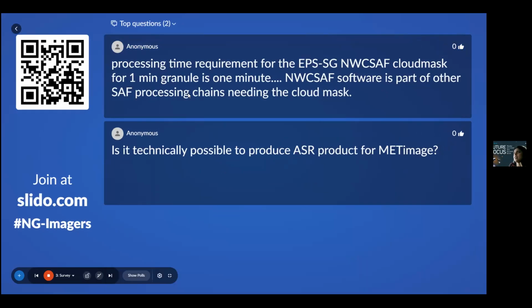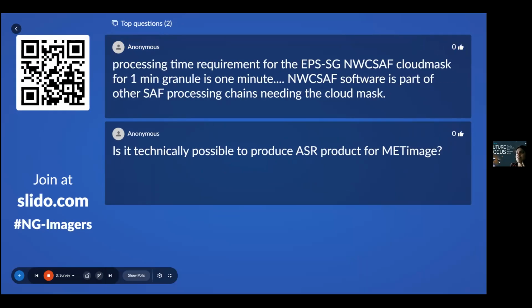This is about processing time requirements for the EPS-SG nowcasting SAF cloud mask. Yes, that's basically a continuation of our discussion of the timeliness of the EUMETSAT cloud mask. So it's true the cloud mask from the SAF is much faster, but you have to take into account that the EUMETSAT cloud mask, the one that we produce centrally, cannot be that fast, cannot be 1 minute, because our threshold computation is based on RTTOV. So we need to run an RTM before running the cloud mask. That's why we take longer, and that's why there is this limit of 15 minutes.